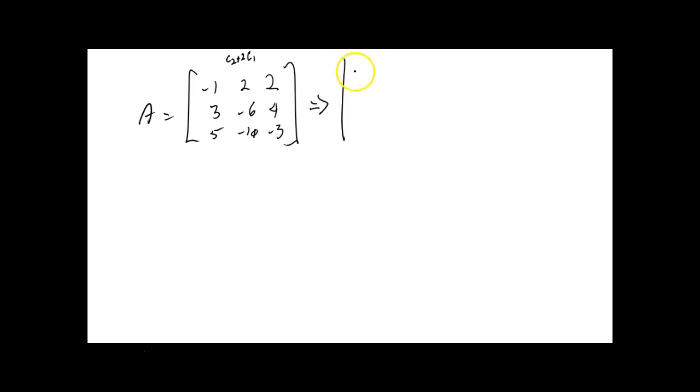And that would be a -1, 0, 2, a 3, 0, 4, and a 5, 0, -3. I mean, check it and see. I think it's right. 2 plus or minus 2 is 0. 6 minus 6. Whoa. No, 6 plus 6 is 0. And -10 plus 10 is 0. Yeah. And once you have a column or row of zeros, the whole determinant is 0. Okay?